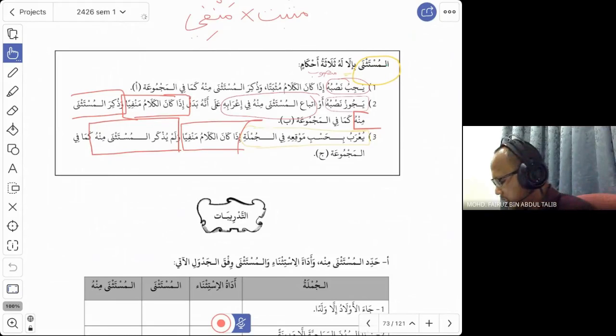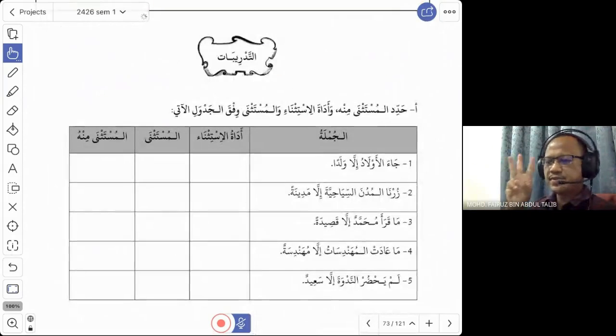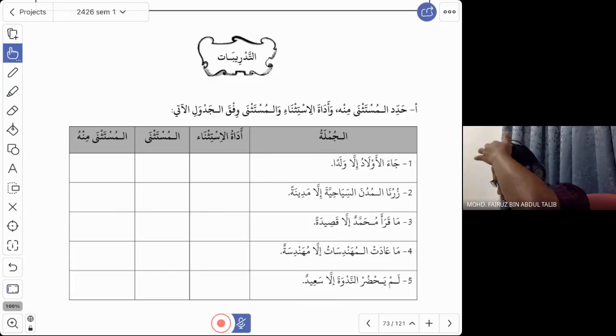Okay, let us try the exercises. And remember the three components: adat istisna, mustasna minhu, and mustasna, and the three hukum. Either it is mansub, compulsory, or you have the option to make it mansub or follow the mustasna minhu. And the third hukum, it depends on its position in the sentence. Okay, so these are the three hukum of mustasna bi illa.